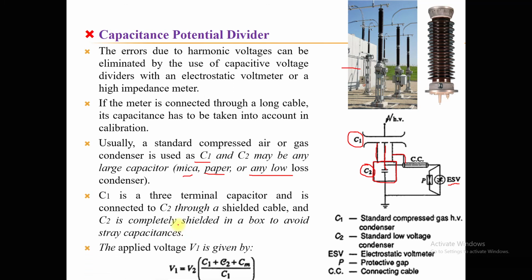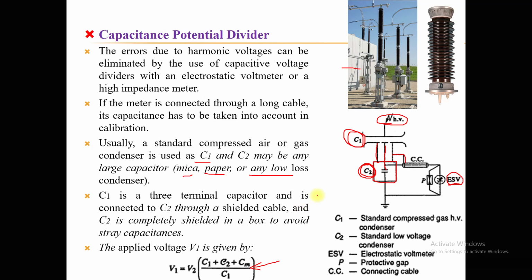Unknown magnitude of voltage can be calculated from this formula, where V1 is your high voltage, V2 is the voltage measured by this electrostatic voltmeter, the voltage drop across the low voltage capacitor, C1 is the capacitance of the high voltage capacitor, C2 is the capacitance of the low voltage capacitor, and Cm represents the equivalent capacitance of the meter as well as the connecting cable. So V1 is equal to V2 into (C1 plus C2 plus Cm) divided by C1.